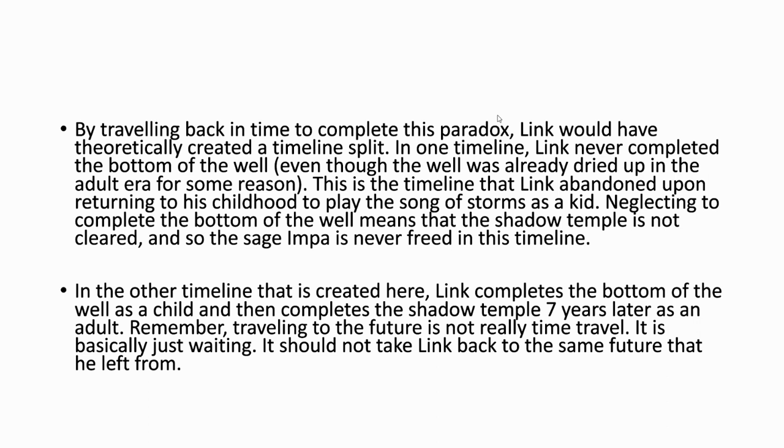Now, timeline 1 is the original timeline, but Link's time travel back to his childhood in order to play the Song of Storms creates a second timeline, which we will call timeline 2. In timeline 2, Link actually does play the Song of Storms, completes the bottom of the well, and goes on to complete the Shadow Temple, well, 7 years later anyway, because the Shadow Temple is completed when you're an adult again. So to review, when Link abandons timeline 1, he comes back to his childhood, ending up in timeline 2.